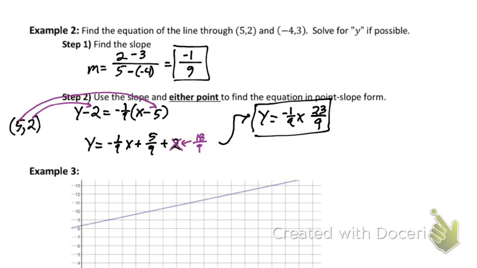Did anyone pick the other point, or did we all go with mine? If you would have picked the other point, you would have got the same answer, if you would have had the drive to do it. All right.